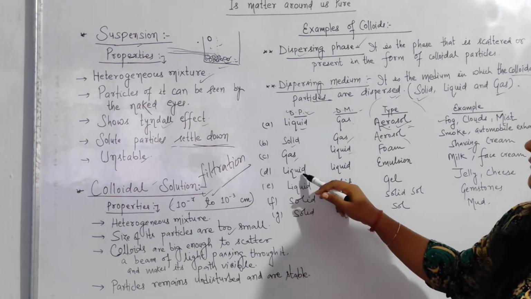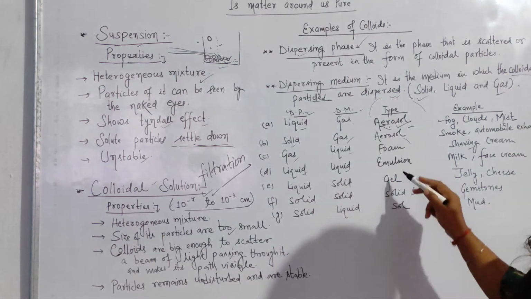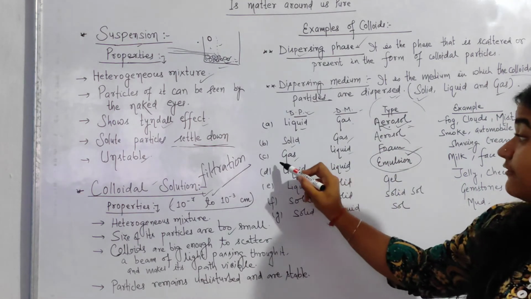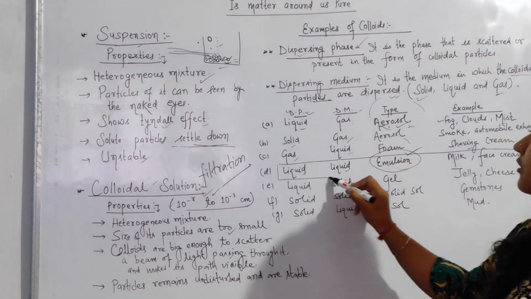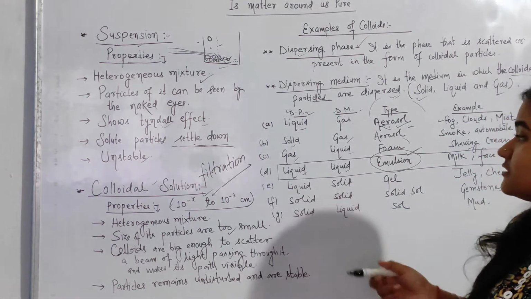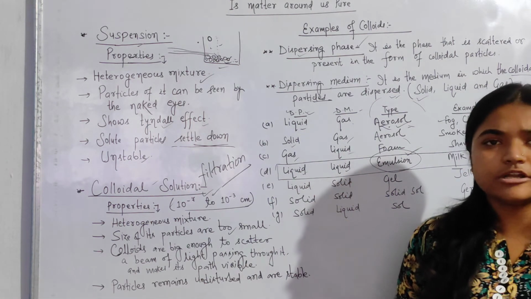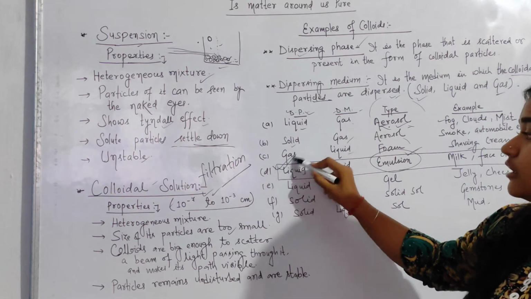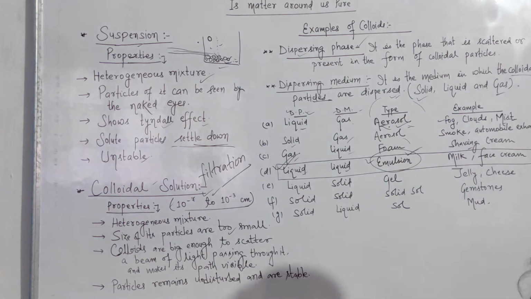Next, when the dispersed phase is liquid and the medium is also liquid, what will it give? It will simply give the emulsion. And this is a very, very important example of colloids. Clear? This is very important for MCQs, also for short answers and for one-word answers. Generally emulsion and emulsification come in the examination.